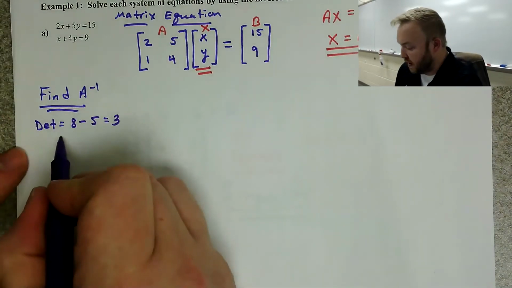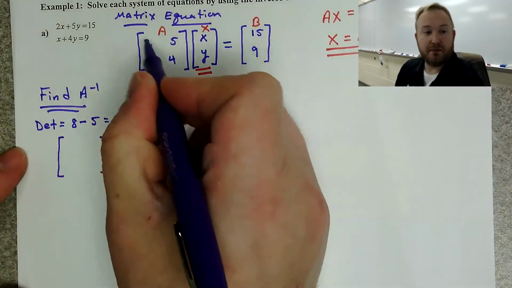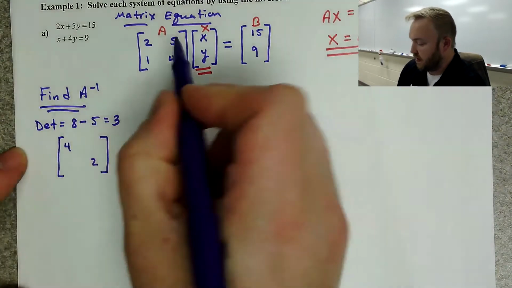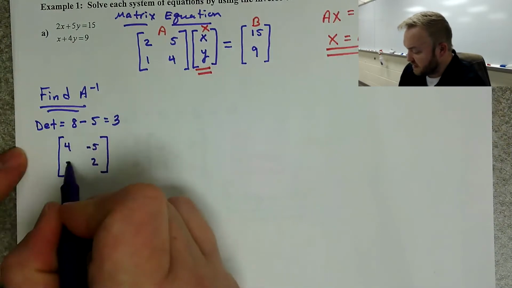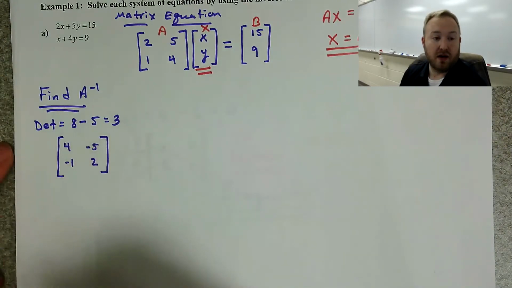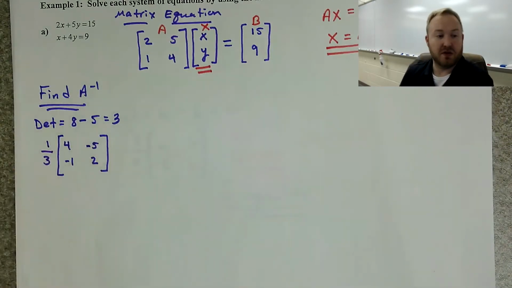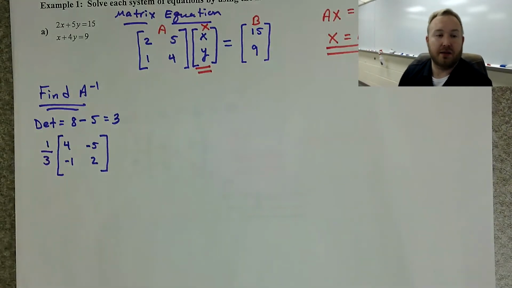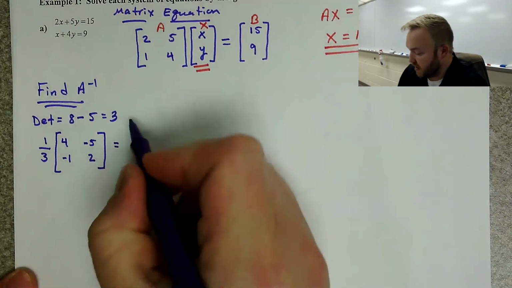Now I do my swap and change. I'm going to swap the numbers in the first diagonal, so the 2, 4 becomes a 4, 2. And then I'm going to change the signs on the 5 and the 1. So that's now a -5 and a -1. And now I know that my last step is to divide each of those numbers by the determinant, which is 3. So I need to divide each number by 3 or multiply by a third. So let's go ahead and do that.